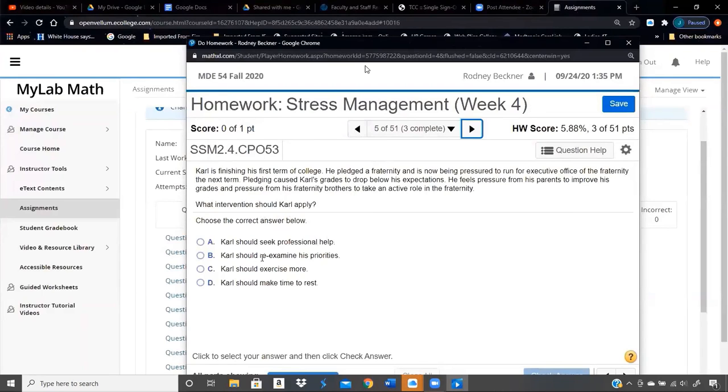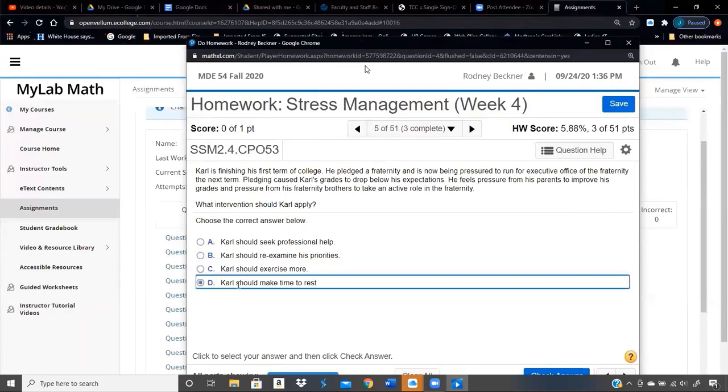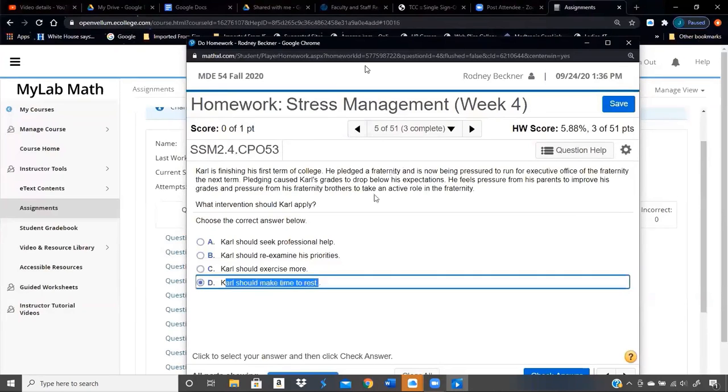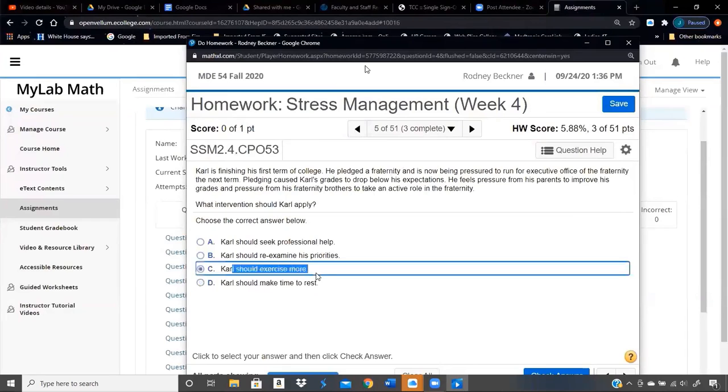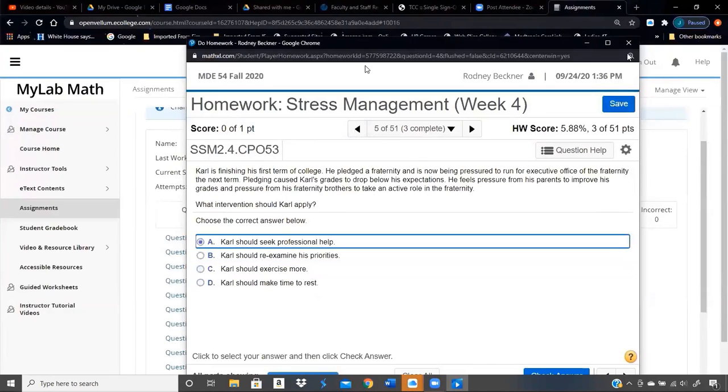So seek professional help, re-examine his priorities, exercise more. Another one that's just a general, really, really does help the mind, unless you have limited physical capabilities. And then Carl should make time to rest. Again, generally a good idea. I don't know how rest is going to help this. Exercise, general good idea. Don't know how it's really going to help this. So re-examine priorities or seek professional help.